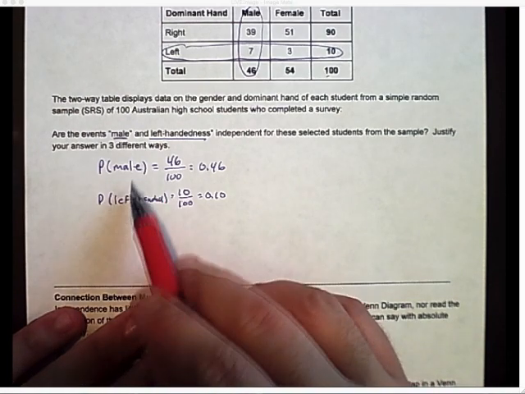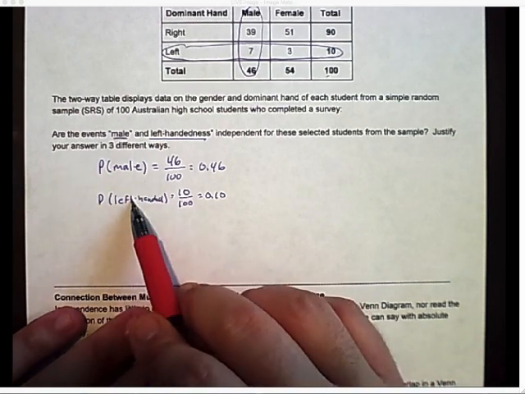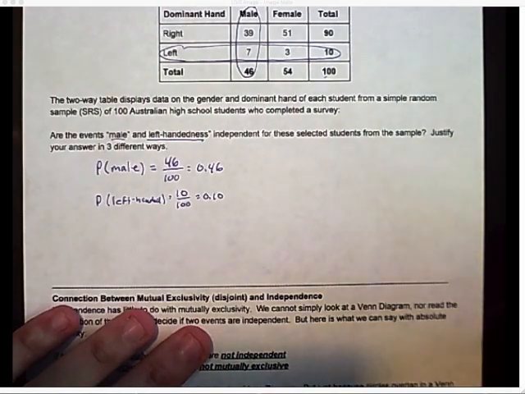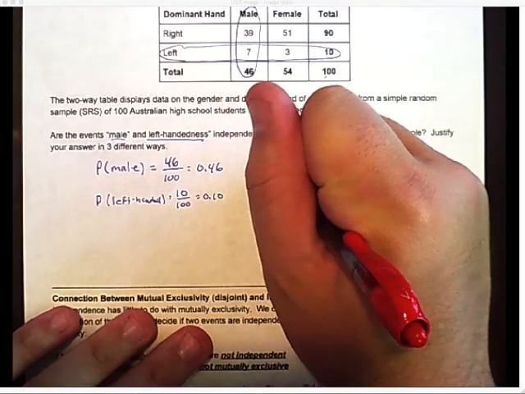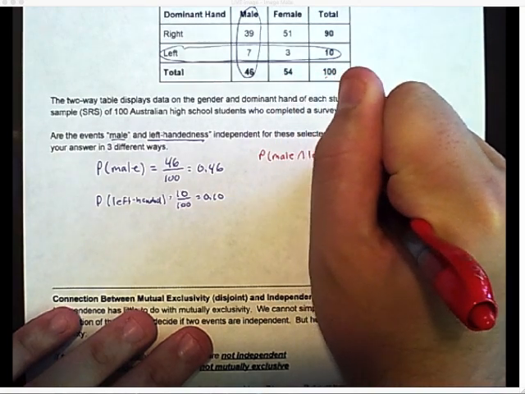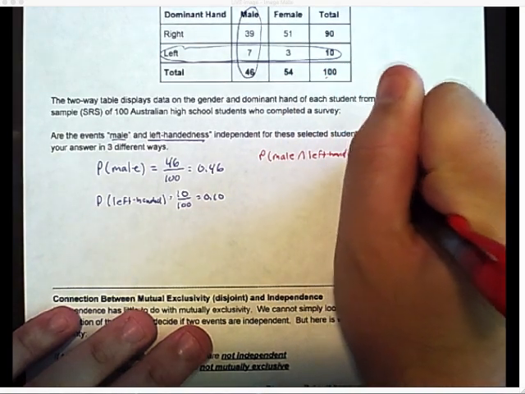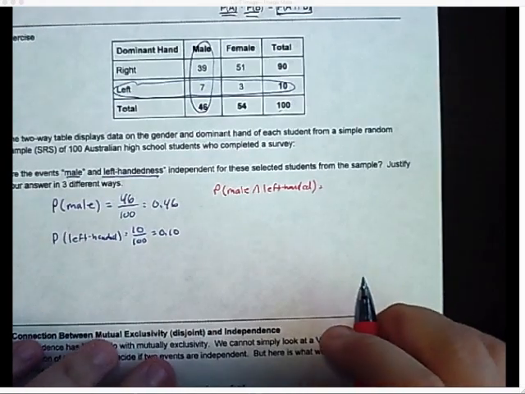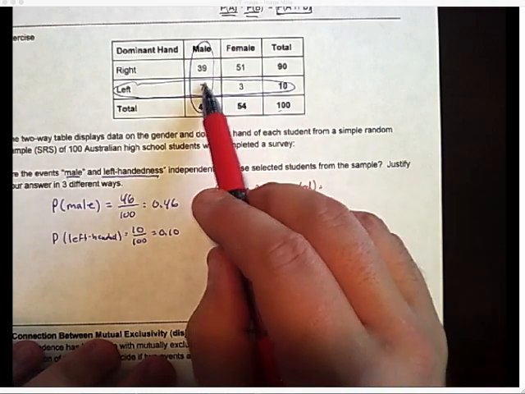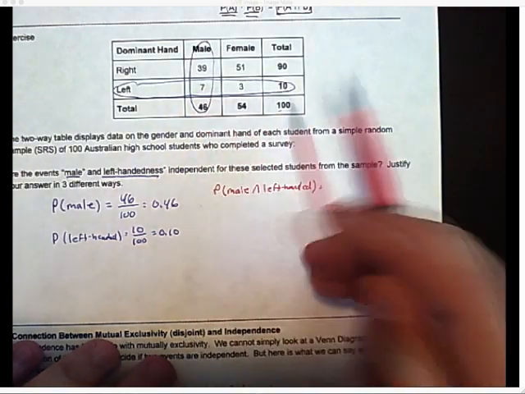Now, they're asking, are these two events, being male and left-handed, independent? Well, let's look at some other numbers that we can get from the table. What's the probability of male and left-handed? So looking at our two-way table, how many people are male and left-handed? Well, there's 7 out of 100.